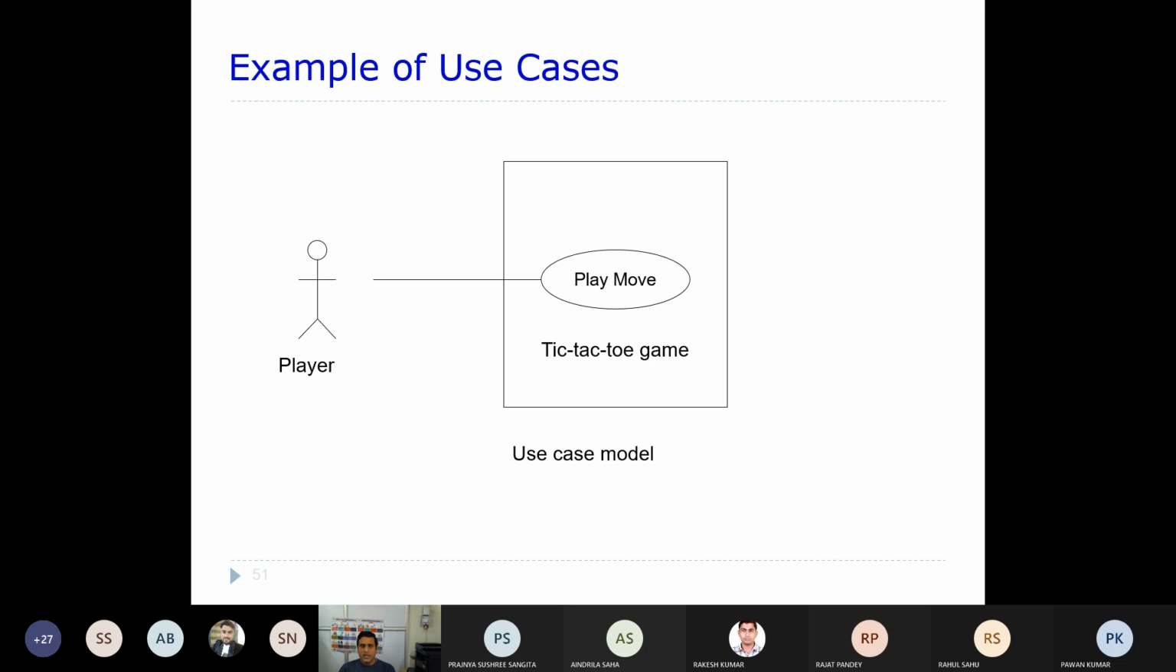That line represents the communication, the ellipse represents the use case, and the rectangle shown here is the boundary. Within that boundary, the different use cases that you have will be represented. Is it clear so far?